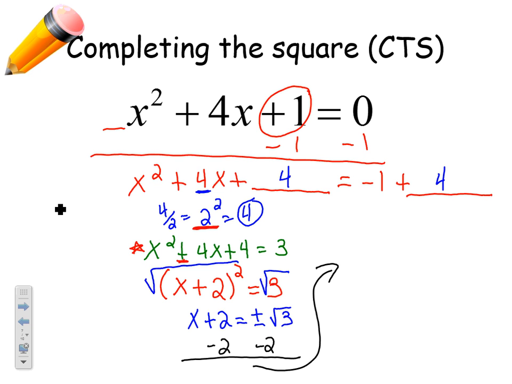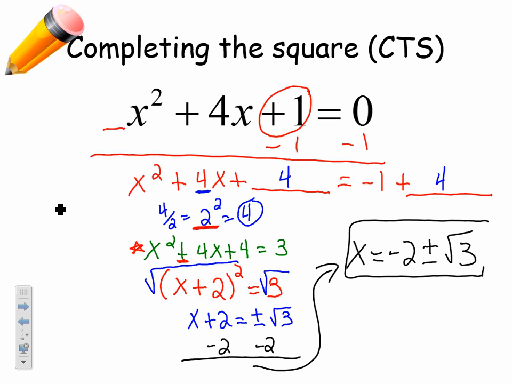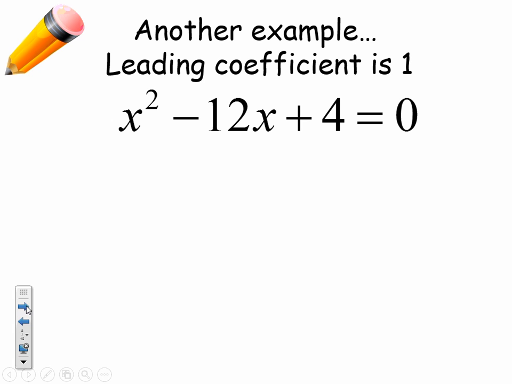So our answer is x equals, remember we write the negative 2 first, plus or minus the square root of 3. That is our answer, or answers, because there's going to be 2 of them: negative 2 plus the square root of 3 and negative 2 minus the square root of 3. All right, example number 1 done. Moving on to example number 2.